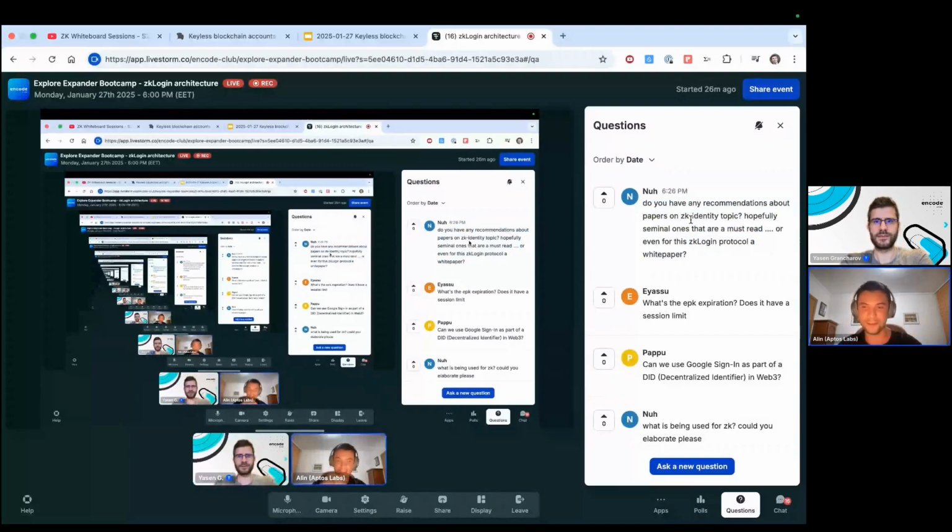ZK identity. I don't know what people mean when they say this. This is such a buzzword. But look, I would recommend you read a couple of things.